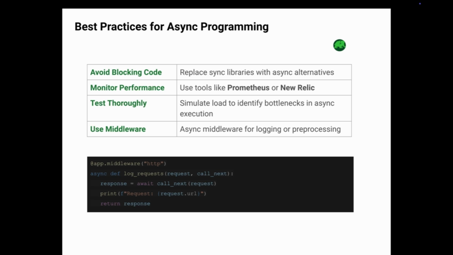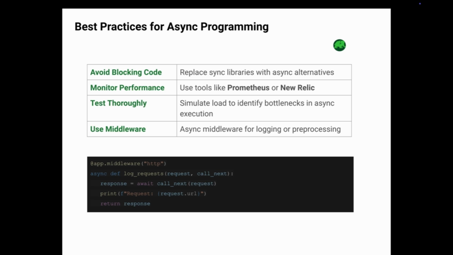Number two, monitor performance. Use tools like Prometheus or New Relic. Asynchronous programming can really boost the performance of your app, but with great power comes great responsibility.